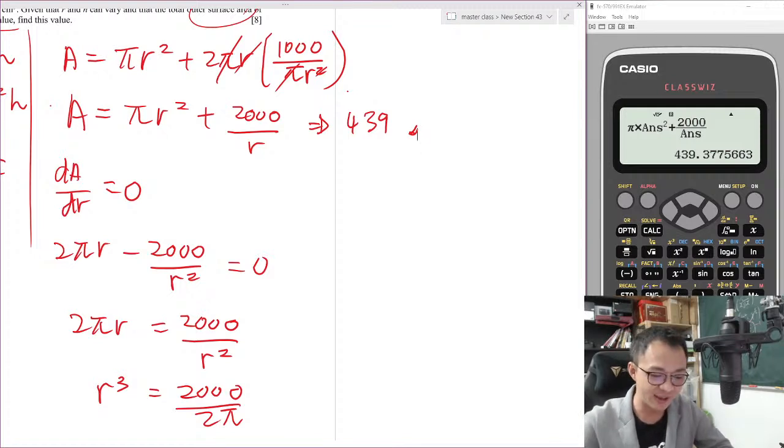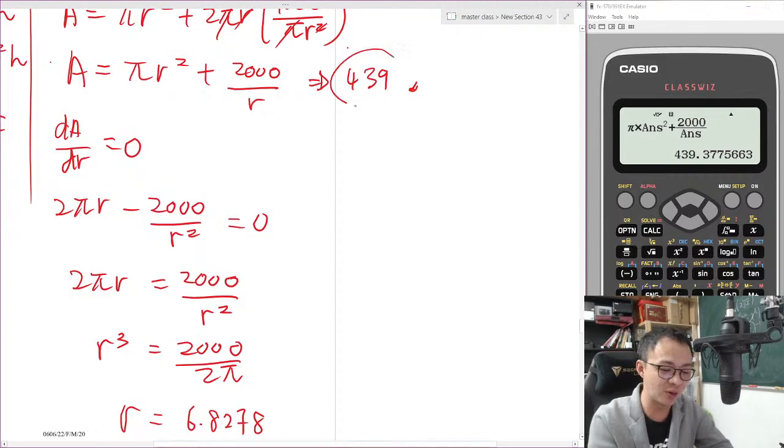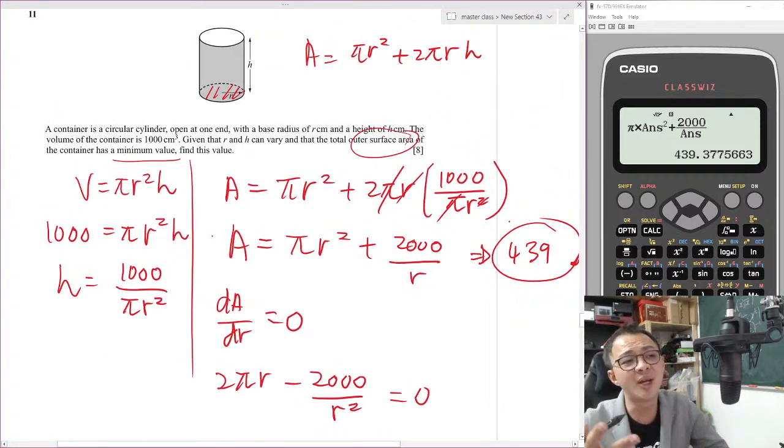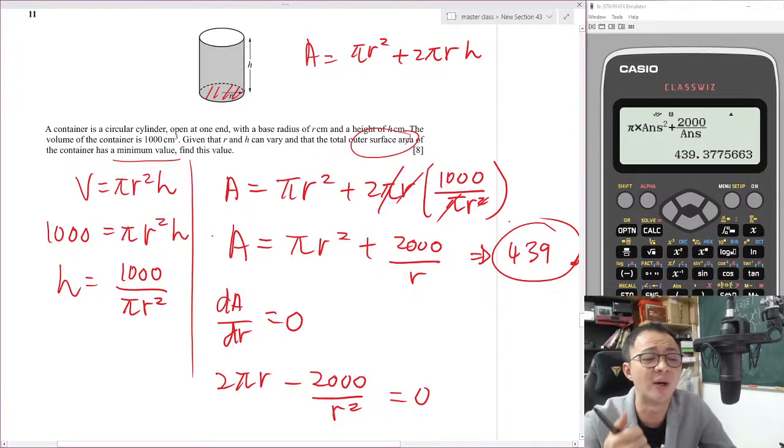Yep. That's at 439. So this is your so-called minimum value. Let me repeat this question one more time. You have two pieces of information. The first information they give you is about volume. So what you need to do is use the volume equation to make one of them a subject, either H or R. But since R has a square, I don't recommend you make R the subject.